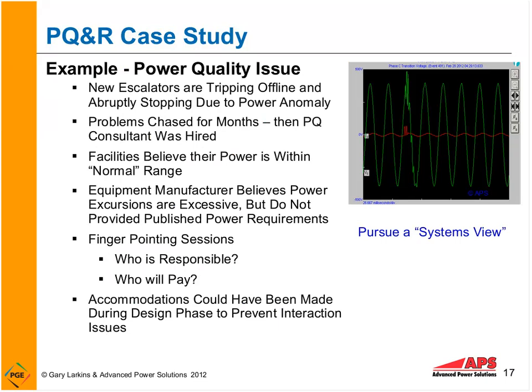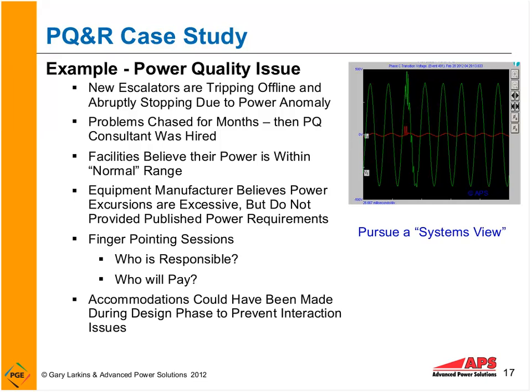The facility believed that their power was within the normal range. The equipment manufacturer believes its power excursions are excessive, but they do not provide any published power requirements to the owner. So here we have a facility that believes their power is normal, and an equipment manufacturer that believes the power excursions are excessive, but they have no published guidelines. So who is responsible here? Who's responsible to make this work? Who will pay for the corrections that may be necessary?